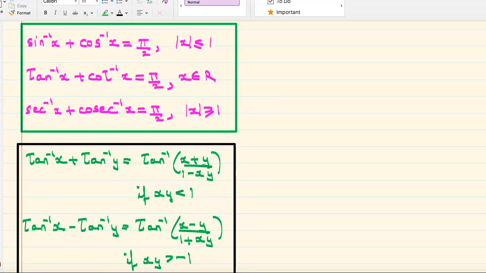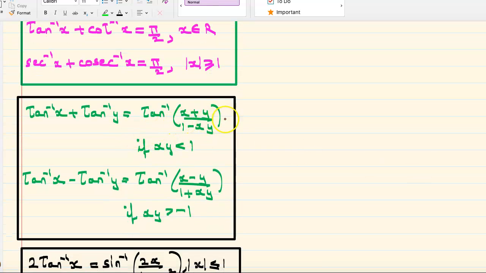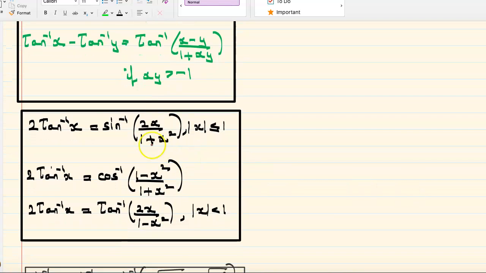Then tan inverse x plus tan inverse y is tan inverse of (x plus y) by (1 minus xy) if xy less than 1, and tan inverse x minus tan inverse y is tan inverse of (x minus y) by (1 plus xy) if xy greater than -1. Then I have 2 tan inverse x is sin inverse of 2x by (1 plus x squared). 2 tan inverse x is cos inverse of (1 minus x squared) by (1 plus x squared). 2 tan inverse x is tan inverse of 2x by (1 minus x squared). Again, all within the domain.